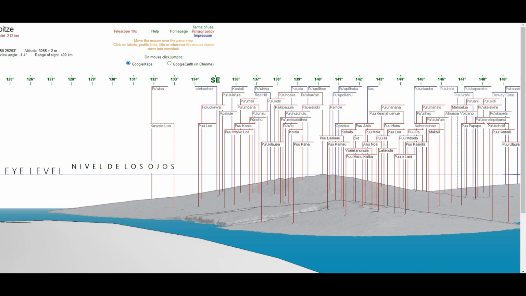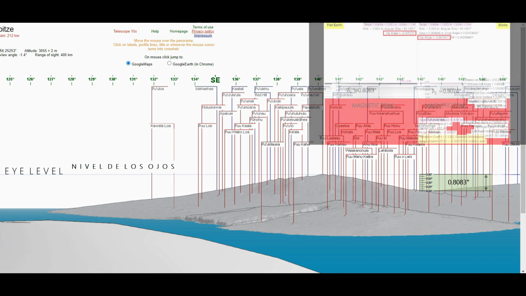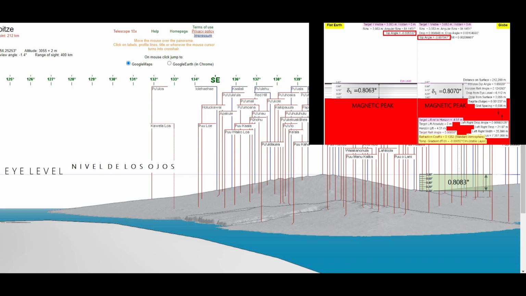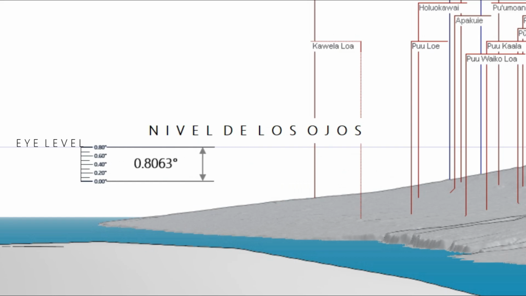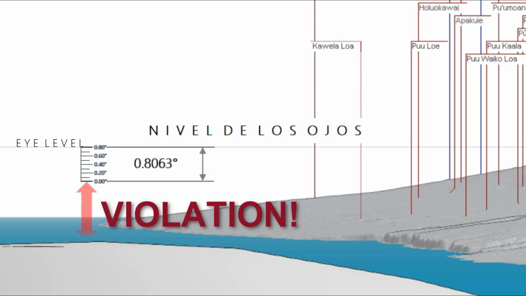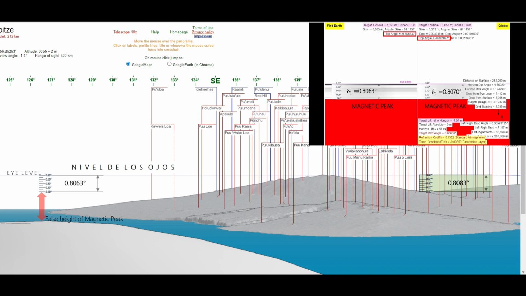Lastly, remember that from this point you have to see a delta 1 of 0.88 degrees between the magnetic peak and eye level, both on the flat Earth and on the globe, and that is a geometric truth that should not be violated. Ooh, what's going on here? Well, as you can see, the panorama generator has no choice but to invent a delta 1 much larger than 0.88 degrees so that all the lies fit in there.